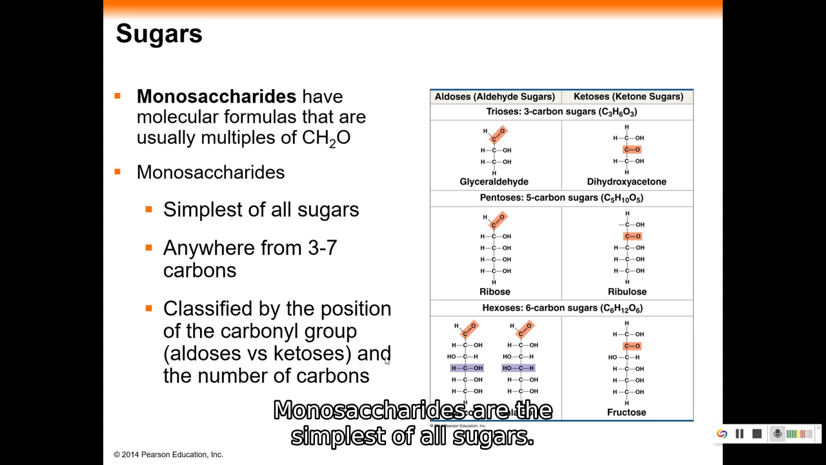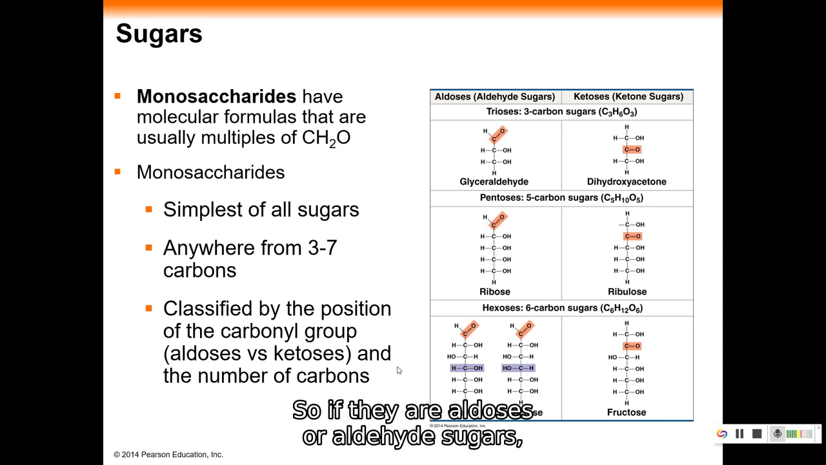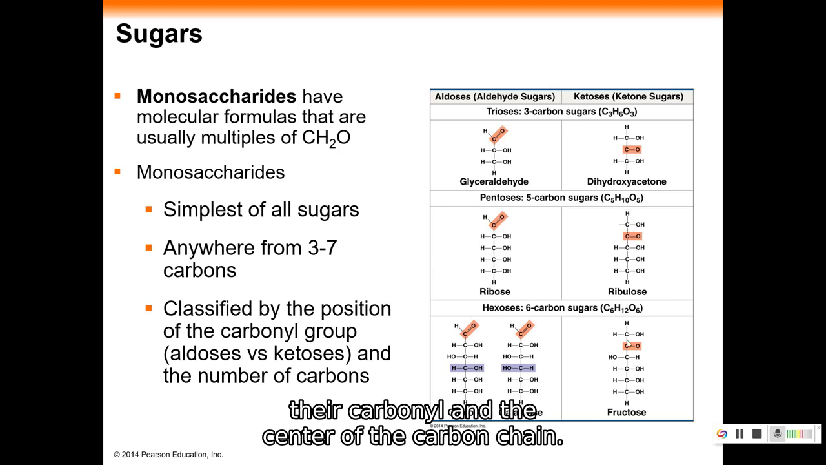Monosaccharides are the simplest of all sugars. They will be found between 3 to 7 carbons, although these are the most common sugars we're going to talk about. And sugars are classified by the position of the carbonyl group. They are either aldoses or aldehyde sugars, which have their carbonyl on the end, or ketoses or ketone sugars, which have their carbonyl in the center of the carbon chain.